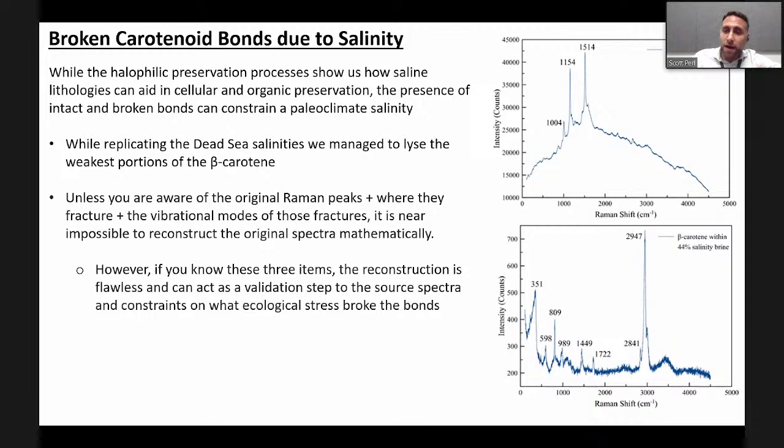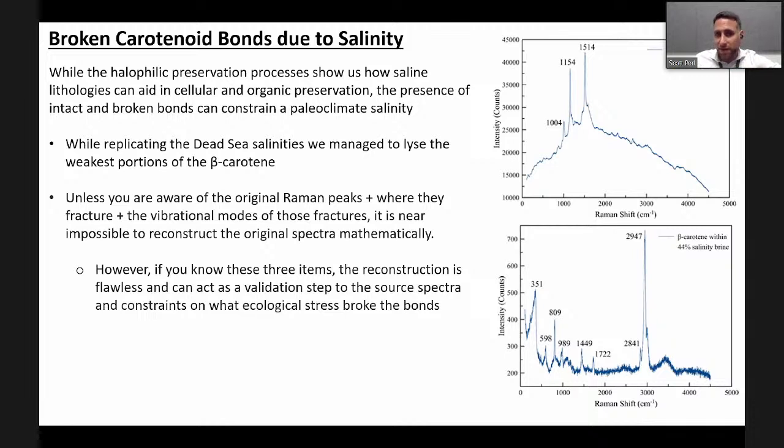And so you can see even here for just 3 carotenoid peaks, you have a much higher intensity, about 45,000 counts. Whereas when you break all of them, you get down to about 700 counts. And so mathematically, you can resolve this. And this is something that we did. This is a paper that's in review right now. And so you can mathematically calculate what the broken bonds are. It's very difficult, but you have to also know what the original bonds are.